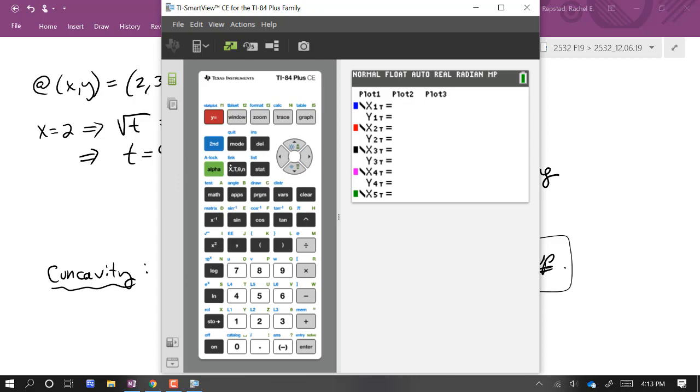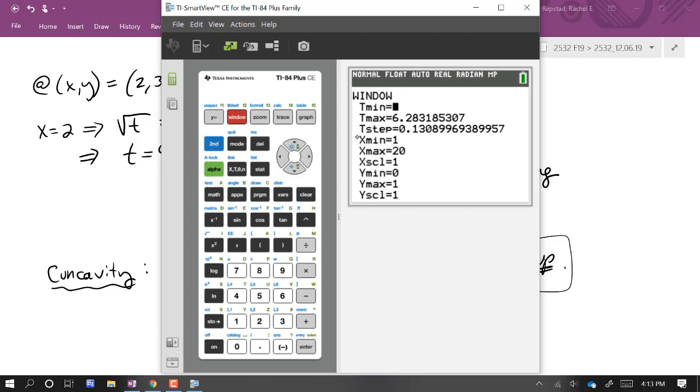So I could put, ours was t to the 1/2, or square root of t, and then 1/4 parentheses t squared minus 4. So we've entered our equations. Now hit window. This is usually where we just set the x and y ranges on the coordinate axes. Now it's going to want more. So it still has the x min, x max, and y min, y max. Now it also wants a t min, a t max, and a t step.